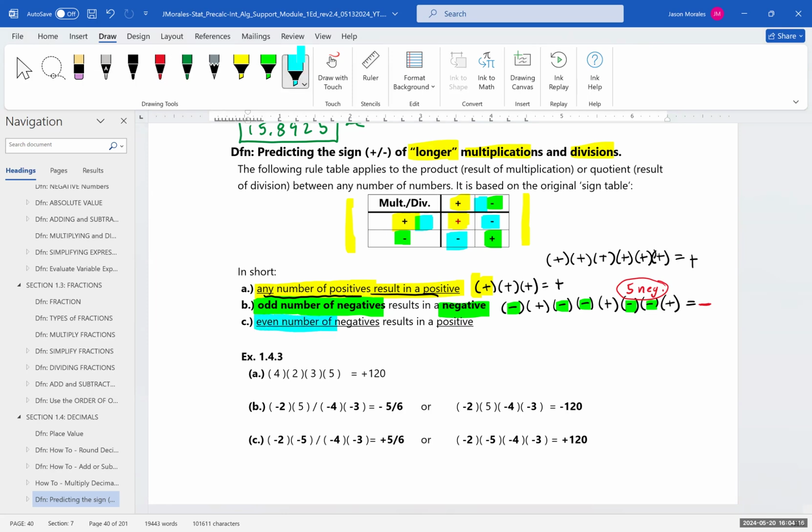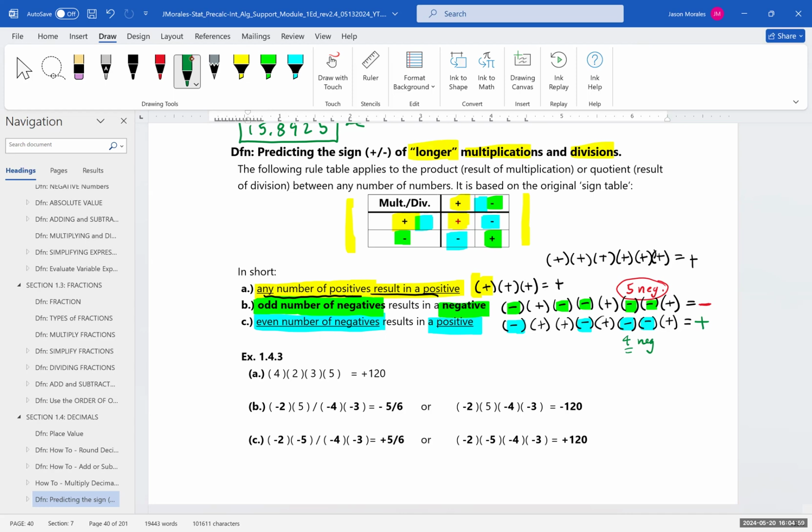And if we have an even number of negatives, then the result will be positive. So if we look at a very similar example to what we just had, and we want to know what the resulting sign will be of this product, let's just count the number of negatives that we've got. So we've got 1, 2, 3, 4. We've got 4 negatives. 4 is an even number. And because 4 is an even number, our result will be positive.